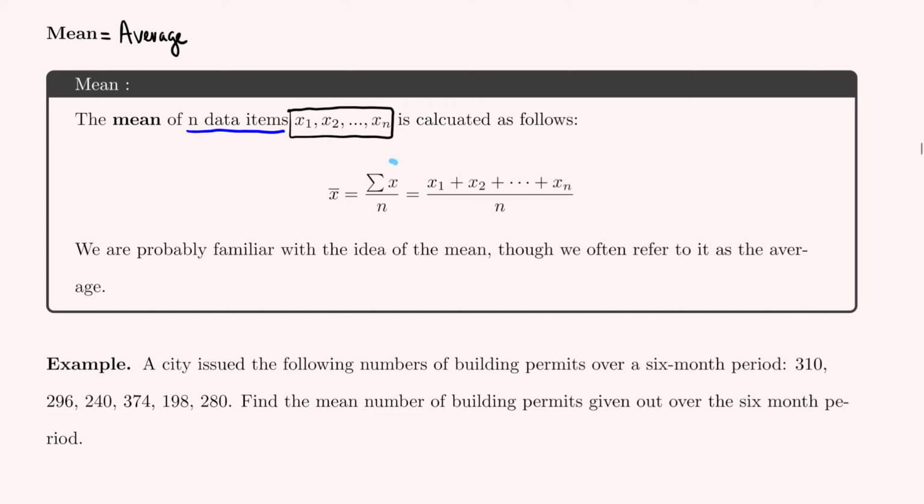And that's exactly what we see here. We see the summation notation telling us to add up all the data entries together, which is what we see on the right side of the equal sign, and then divide that by n, which is the total number of data entries. Let's practice this concept.